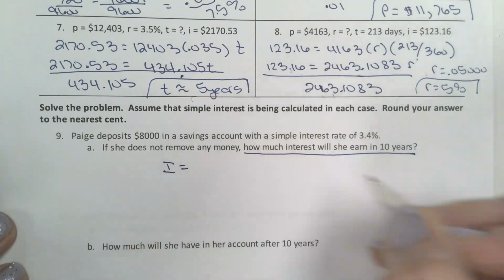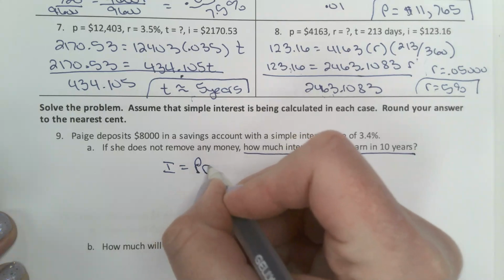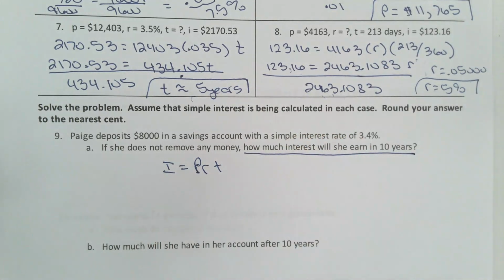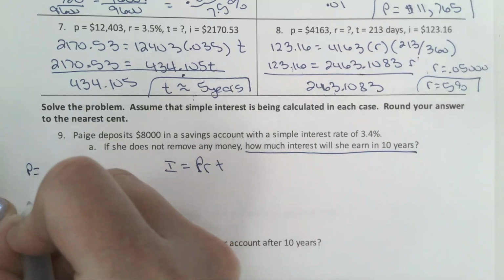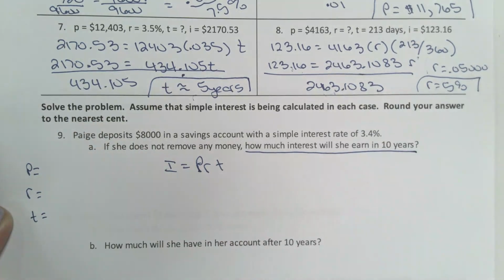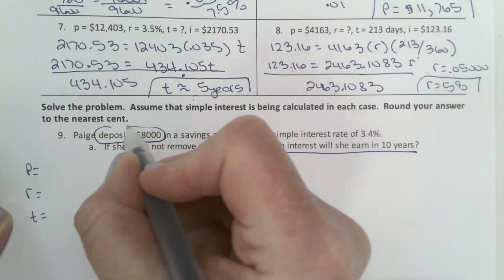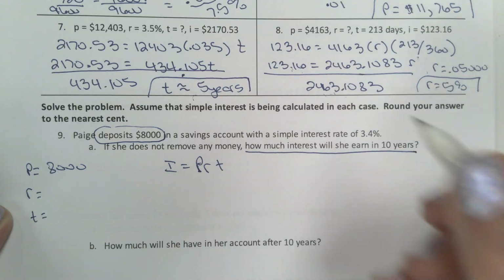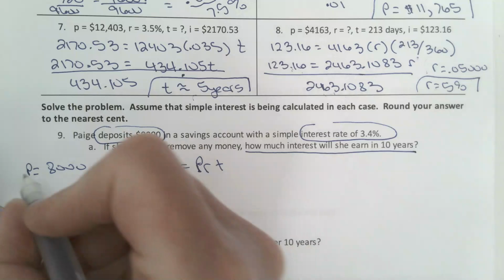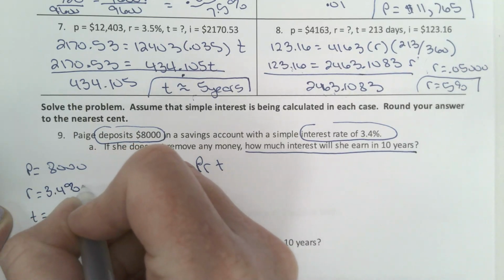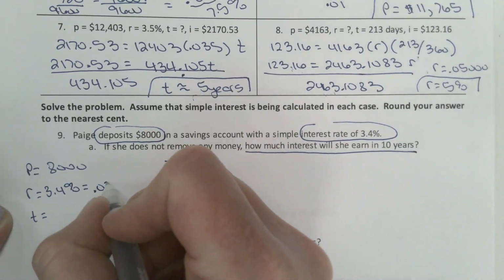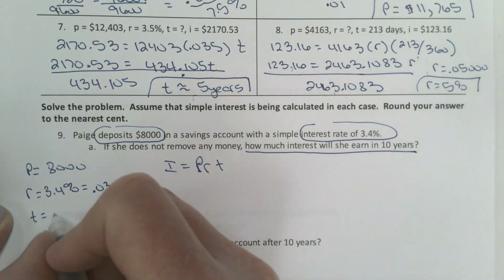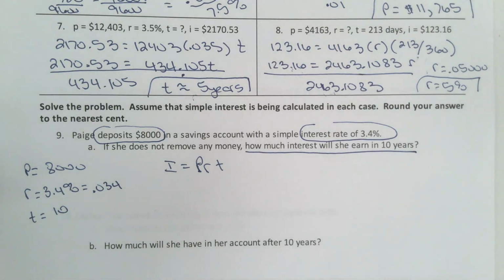So if that's what I want, then PRT. So I would probably start off with my formula. I would need to know the principal, the rate, and the time to calculate this. So how much you are going to deposit in the account, that is your principal. It tells me that my rate is 3.4%. I'm going to change that into a decimal. And it said that my time is 10 years.